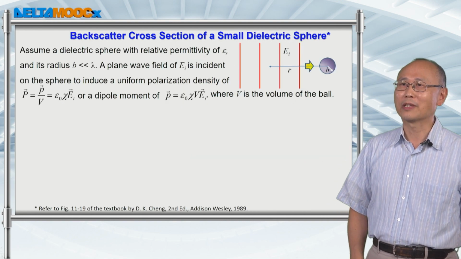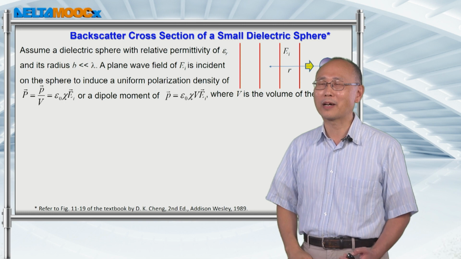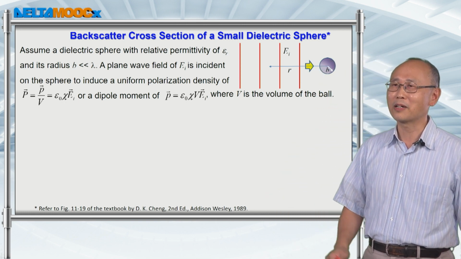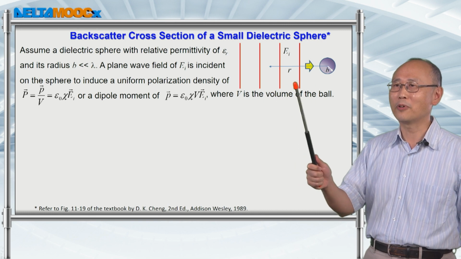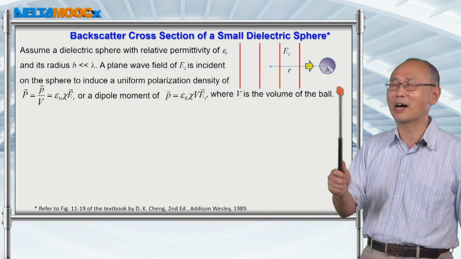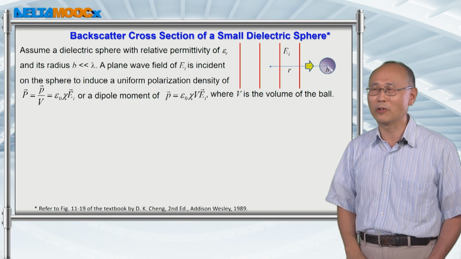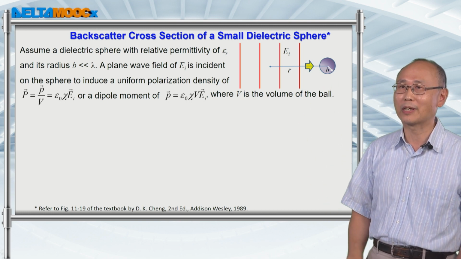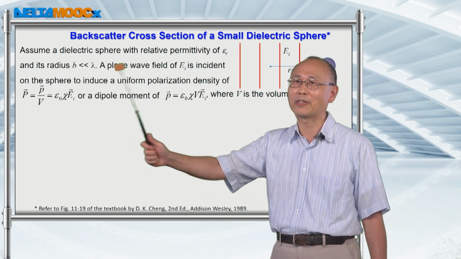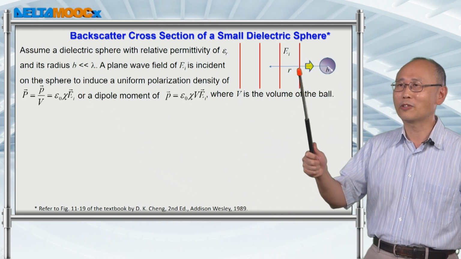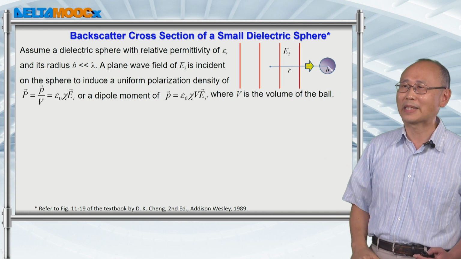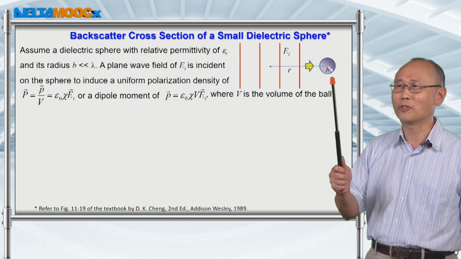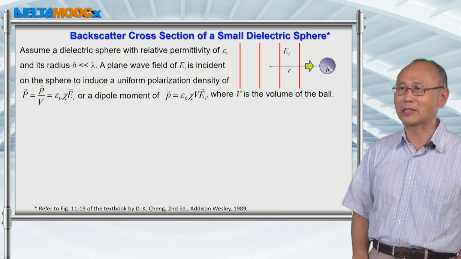With this definition, now we can use one example to calculate the cross-section area. In this example, you have a plane wave incident on a small dielectric ball, and this small dielectric ball is very, very small compared with the incident wavelength. So this electric field is going to induce some dipole inside this dielectric ball, and assume that the induced dipole is uniform.